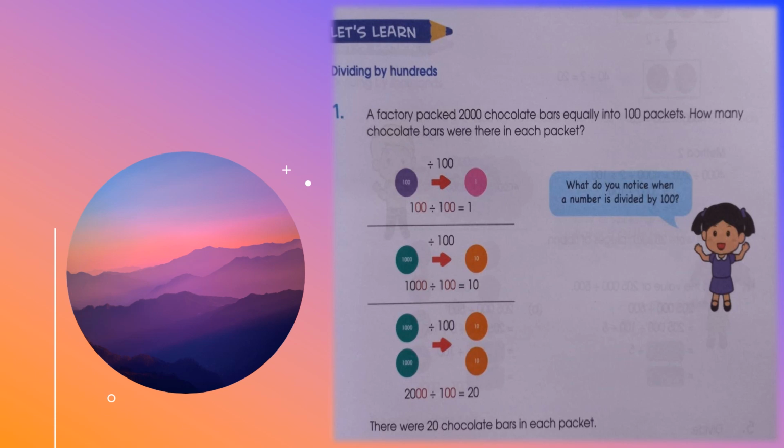So, coming back to our question, we are going to break up 2000 according to our rule. So there are 0 ones, 0 tens, 0 hundreds and 2000, which means 2 discs of 1000. So these 2 discs of 1000 are going to be divided by 100, and as a result we will get 2 discs of 10. So when 2000 is divided by 100, the answer is 20. So there were 20 chocolate bars in each packet.